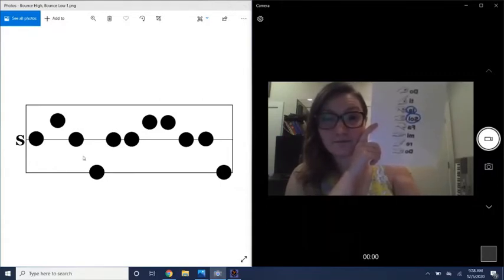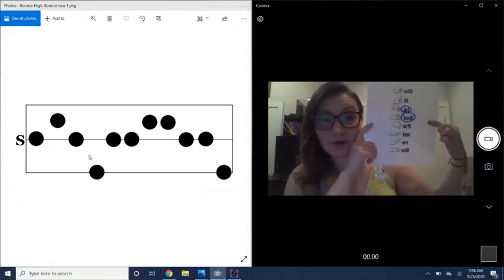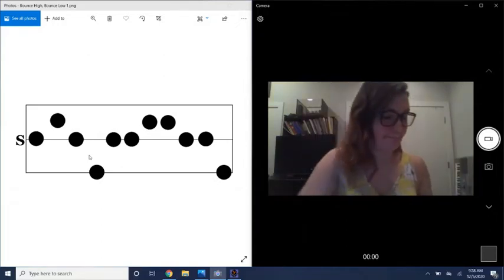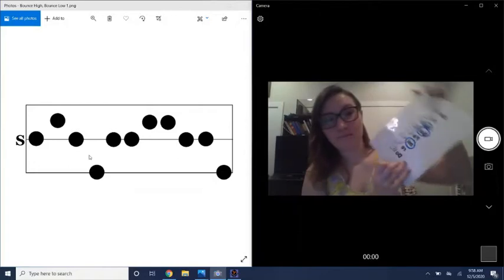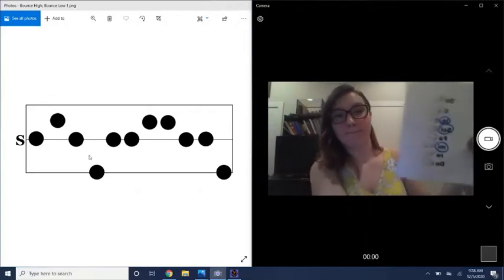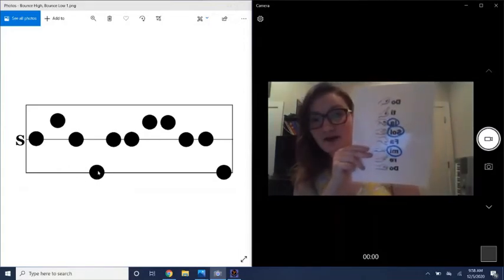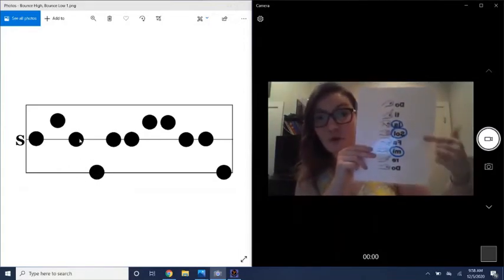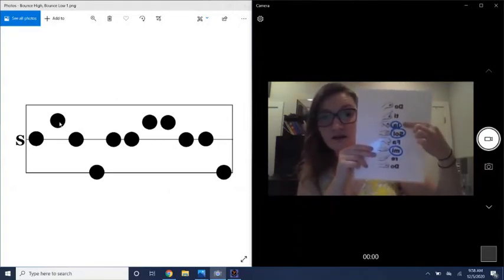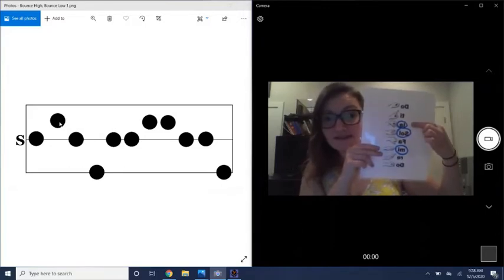Because we skipped the space, we have to skip a pitch. Fa would be in that space, but we skipped the space and went straight to the bottom line, which would be mi. So we have mi on the bottom line, sol on the middle line, and la on the top space.